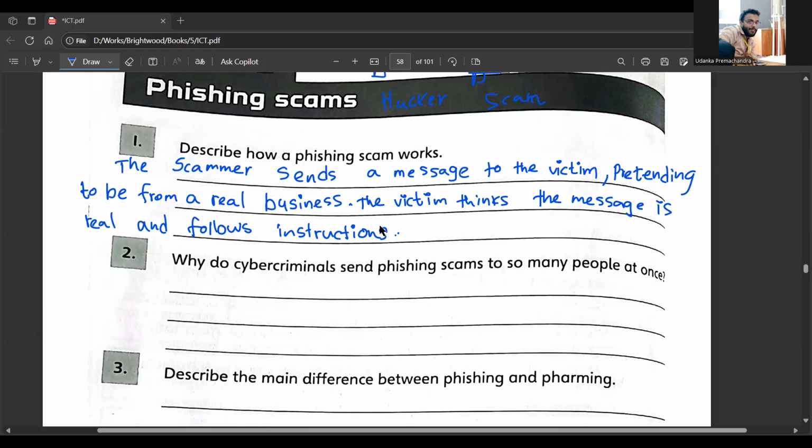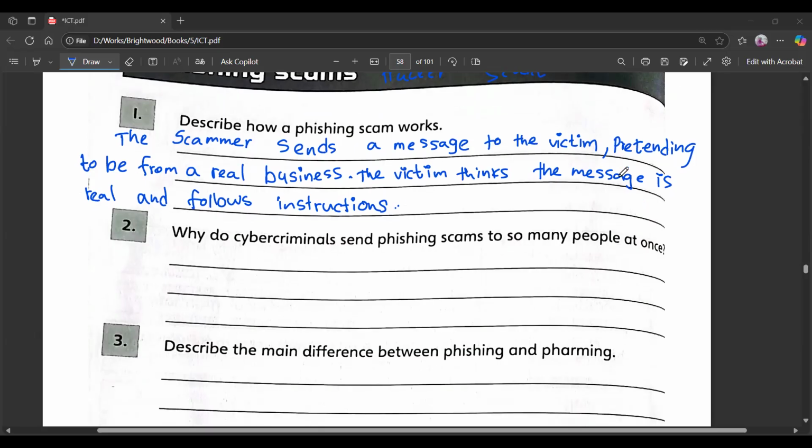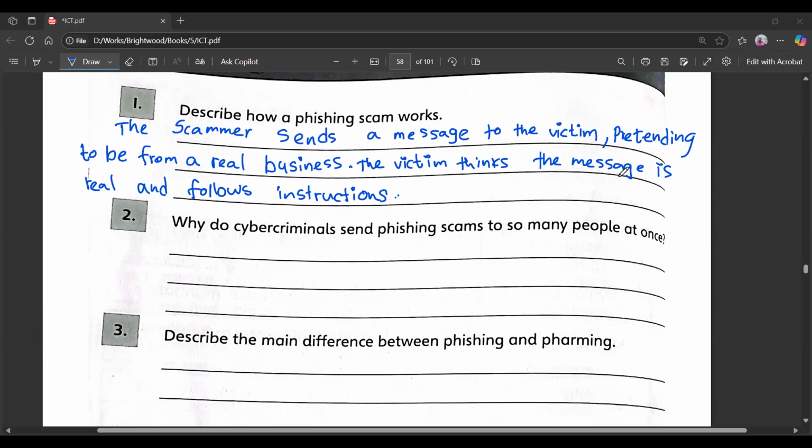Okay, like that. You can write this kind of answer. Yes, write it and try to do the second one.